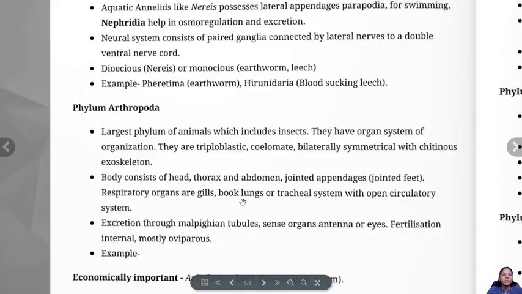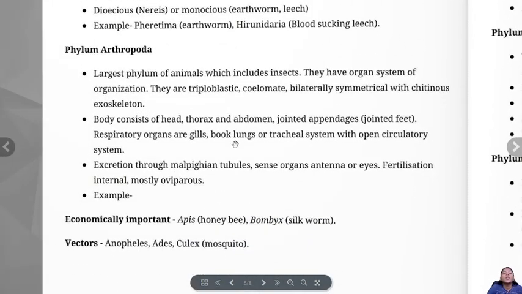So the next phylum is Arthropoda. Now Arthropoda is the largest phylum of animals which includes the insects. Okay, Arthropoda means the insect phylum or the insect group. Then they have organ system of organization. So they have organ system level of organization. They are triploblastic, coelomate and bilaterally symmetrical with chitinous exoskeleton.